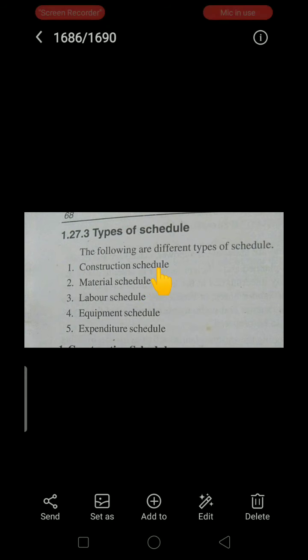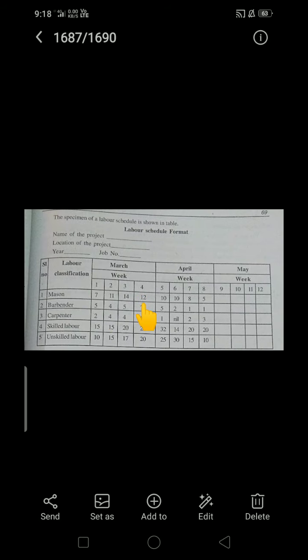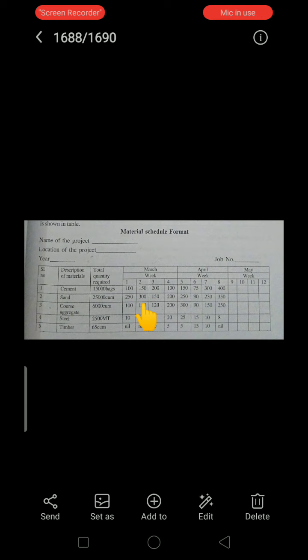Coming to the material schedule, it deals only with material arrangement. What materials are required for a particular work, and in what quantity, how much we need. Here is one format showing how they schedule the material at a construction site.